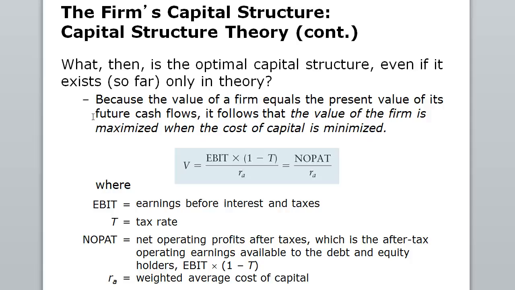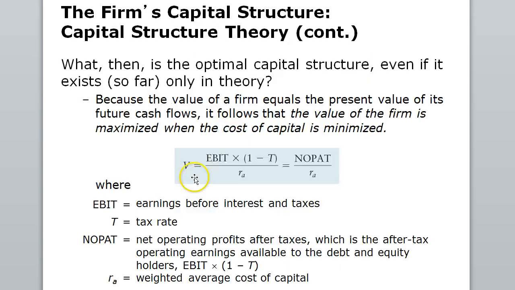So what about an optimal capital structure? How do we calculate it? Right now there are only theories. We don't have a concrete formula that says this is how you make an optimal structure. But we can use this formula, because the value of the firm equals the present value of its cash flows. We could take EBIT times 1 minus the tax rate, divided by r_a, which is the weighted average cost of capital. EBIT times 1 minus the tax rate is really NOPAT, net operating profit after tax, and dividing it by the weighted average cost of capital gives us the value of the firm.